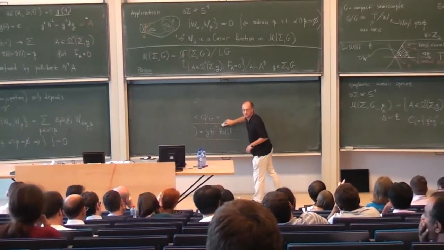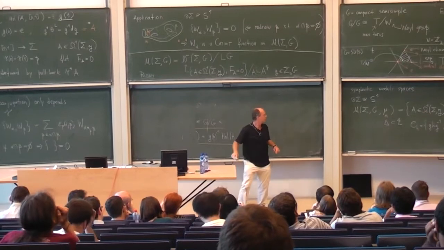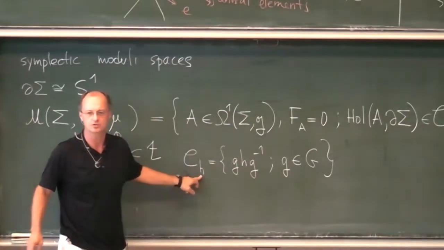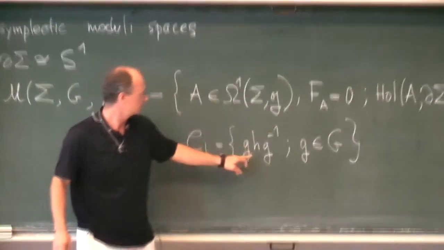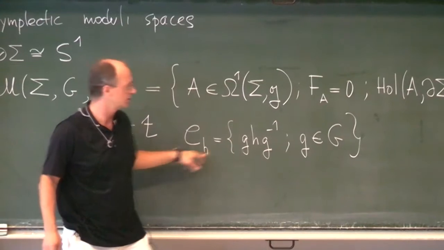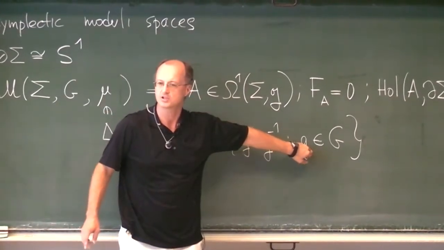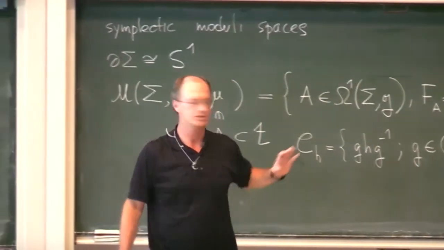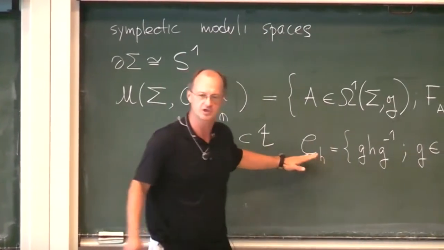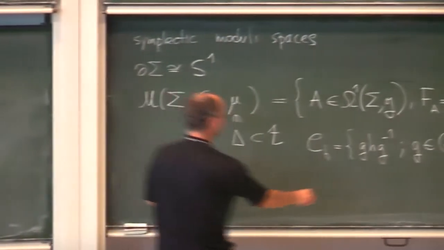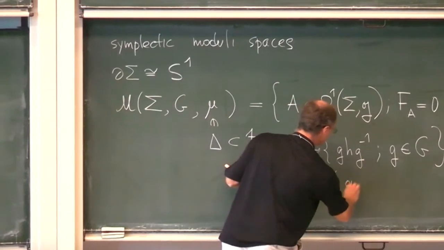Can you repeat the definition of curly C? Curly C, right. You choose an element in your group, and you look at all the conjugates of this element with respect to the conjugation action by the group. So this is just an orbit of the conjugation action. We're going to return to this discussion in some minutes.